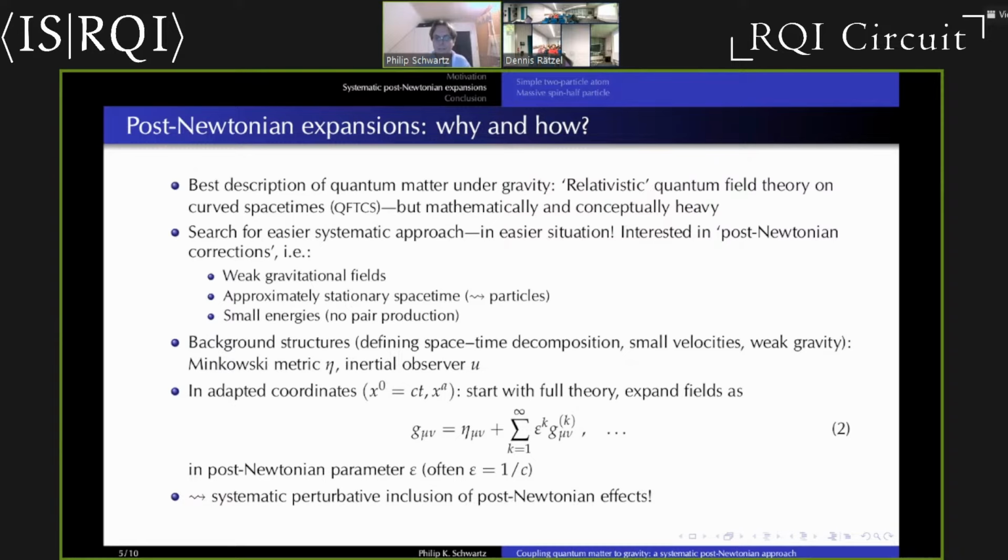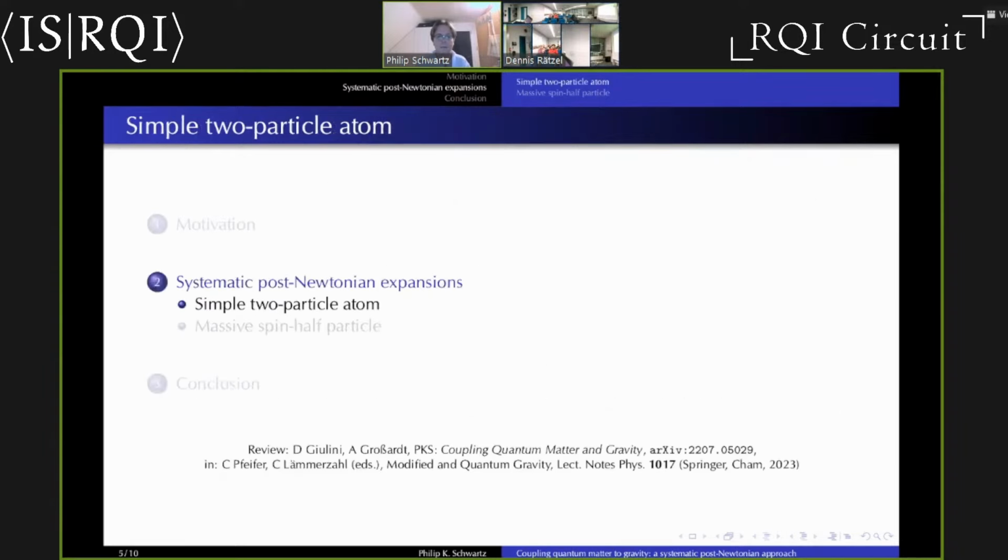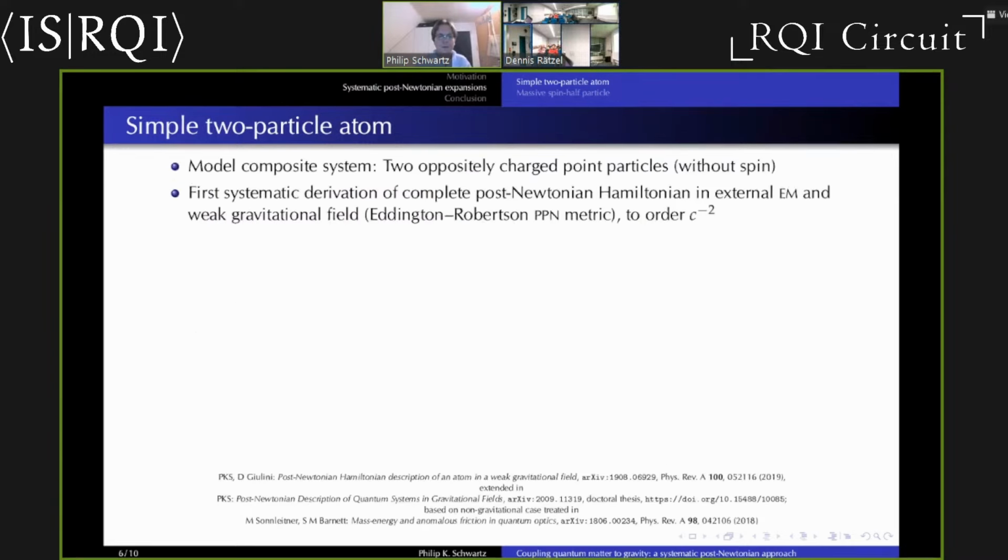Okay, and this one can now apply to different things. Let me start with the example of this atomic Hamiltonian that Clemens also mentioned and used for the description of atom interferometry. So we have a model composite system for a simple hydrogen-like atom. So we have 2 oppositely charged point particles, which can have different masses, but they don't have spin.